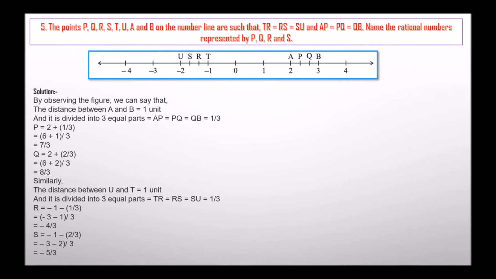Similarly, the distance between U and T equals 1 unit and it is divided into 3 equal parts. TR equals RS equals SU, that is 1 by 3. R equals minus 1 minus 1 by 3, that is minus 3 minus 1 upon 3, that is minus 4 upon 3. S equals minus 1 minus 2 by 3, that is minus 3 minus 2 upon 3, that is minus 5 upon 3.